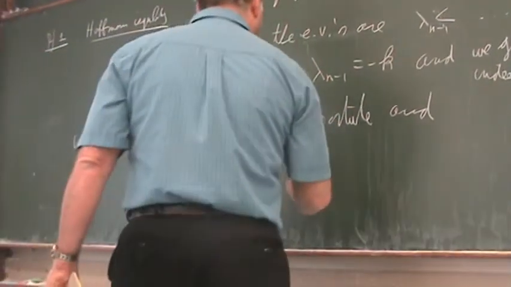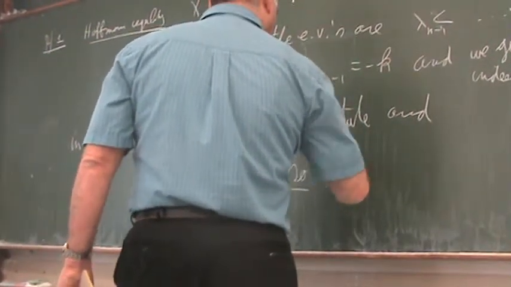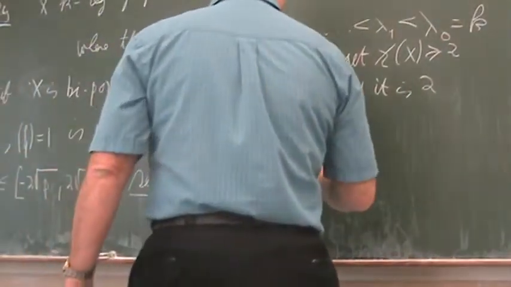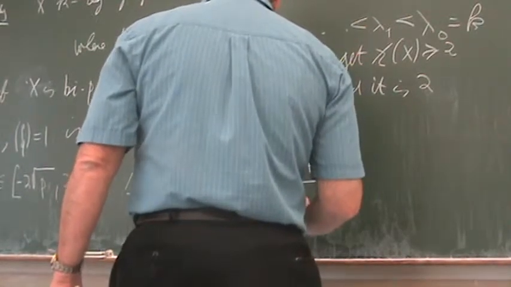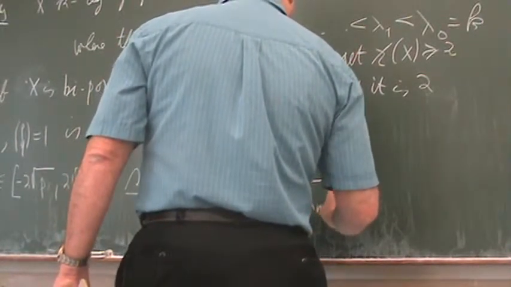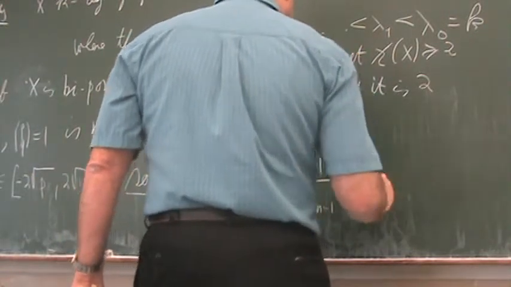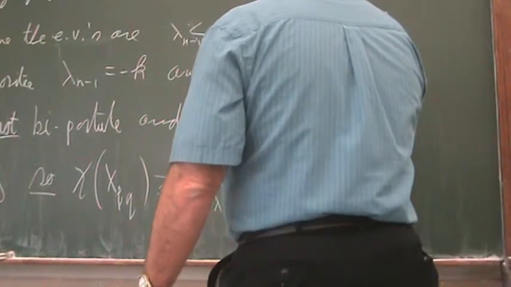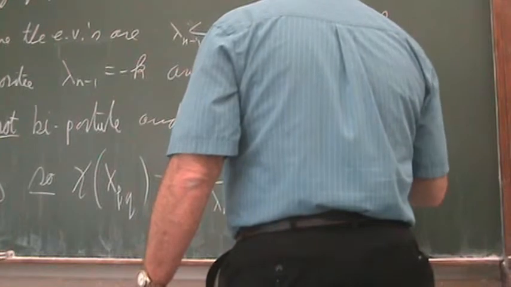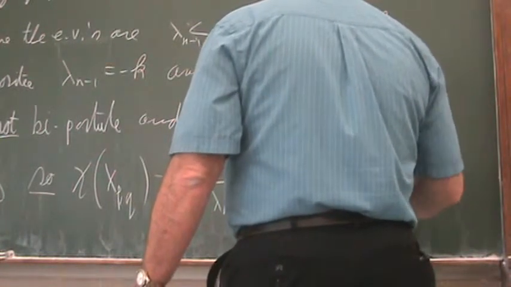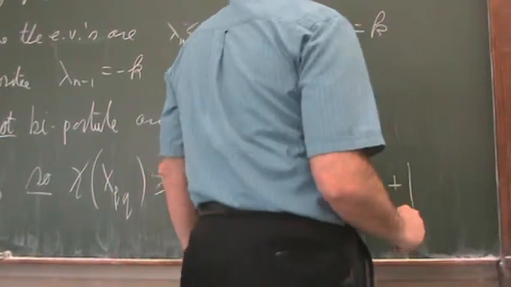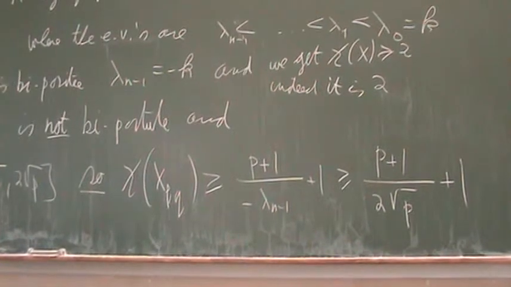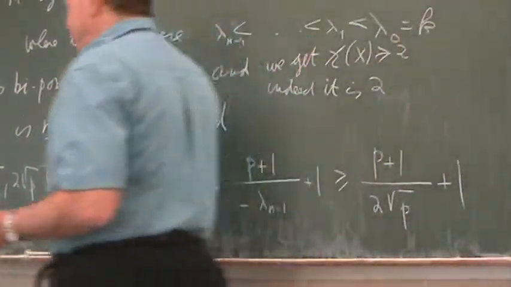Okay, so chi of X PQ is greater or equal to p plus 1, which is K, divided by minus lambda n minus 1 plus 1. So we can replace it by something which is bigger. So this is greater or equal than p plus 1 divided by 2 square root p plus 1, if you want it.